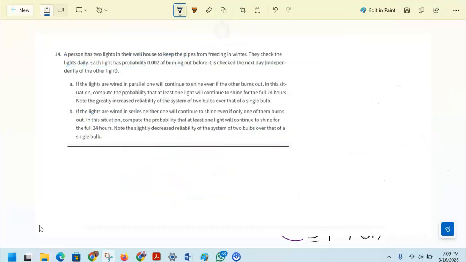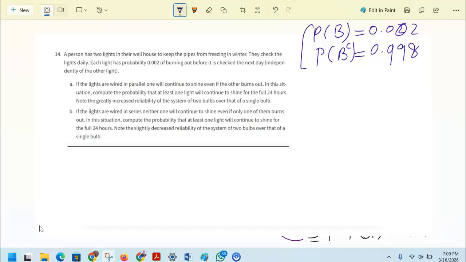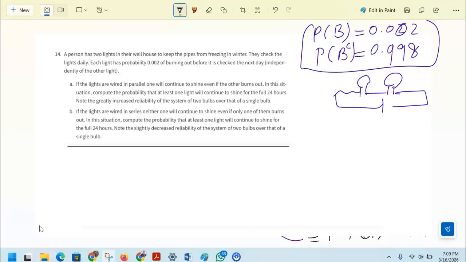Let me clean the whole thing so that I can make room. And I just want to write down the probability that a bulb burns out, B, is 0.02. And then we wrote that it shines, the opposite of this, which we have seen as 0.998. So these are the main things. And because now we have the two bulbs in series, the question says, compute the probability that at least one light will continue to shine.